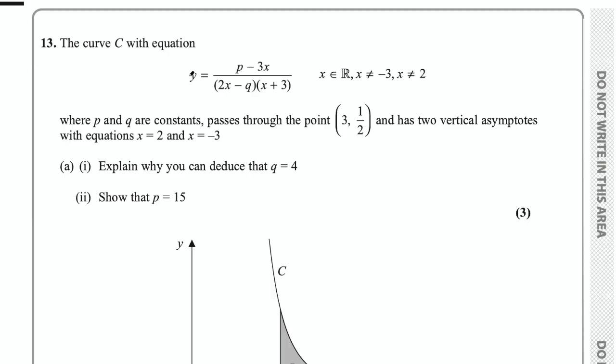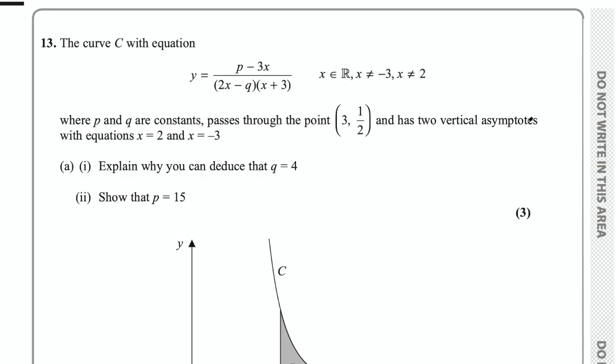Question 13 says the curve C with equation y equals (p take 3x) over (2x take q) multiplied by (x plus 3), where p and q are constants, passes through the point (3, 0.5) and has 2 vertical asymptotes with equations x equals 2 and x equals negative 3. Part A, part 1 says explain why you can deduce that q equals 4.